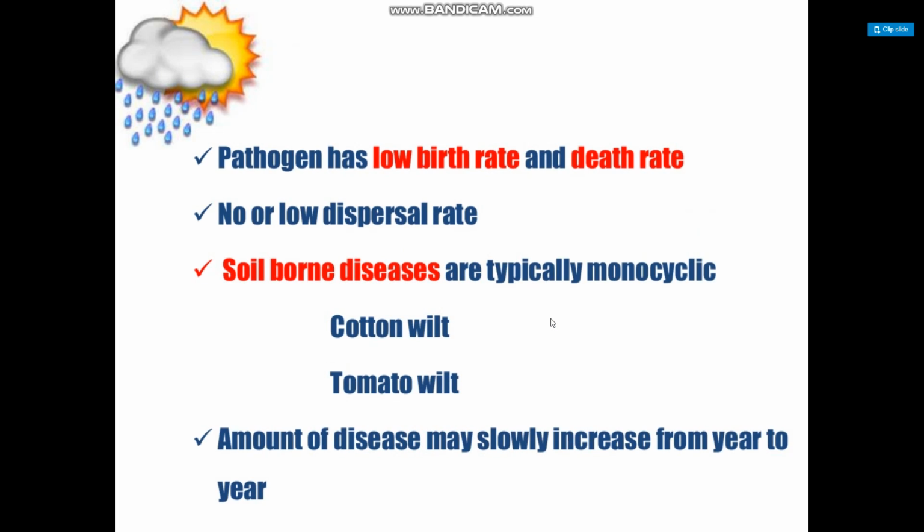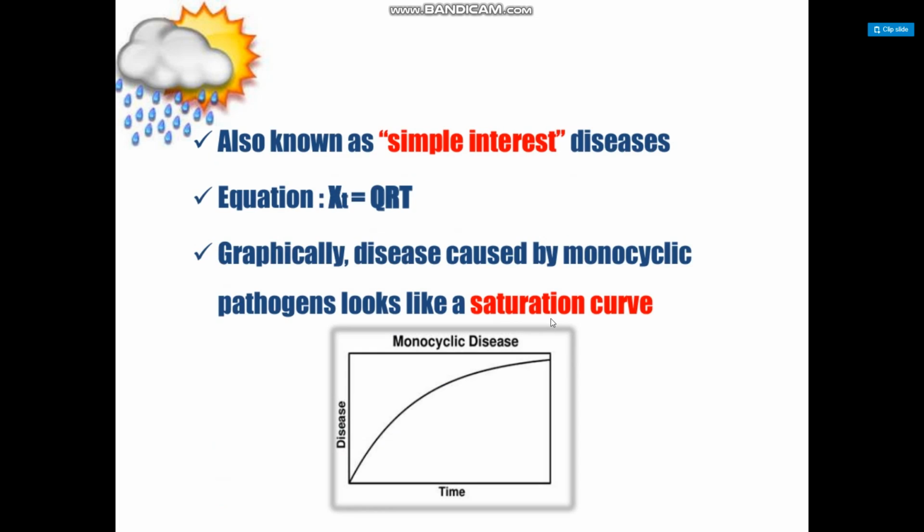In a monocyclic disease, the pathogen has a low birth rate and death rate, and a low dispersal rate. Soil-borne diseases are typically monocyclic, for example cotton wilt and tomato wilt. The amount of disease may slowly increase from year to year. It is also known as simple interest disease. Graphically, disease caused by a monocyclic pathogen looks like a saturation curve.